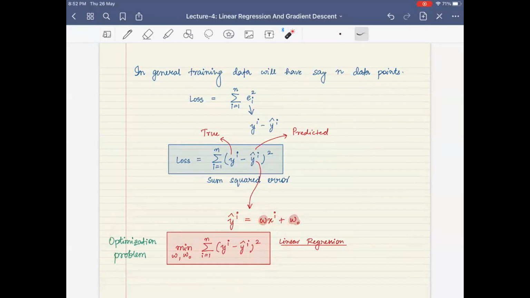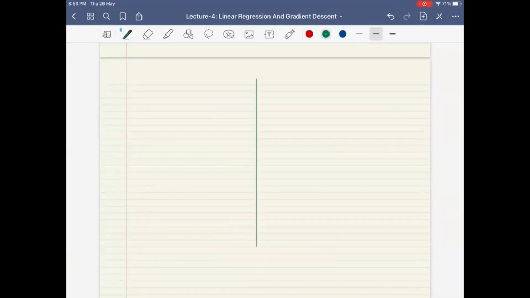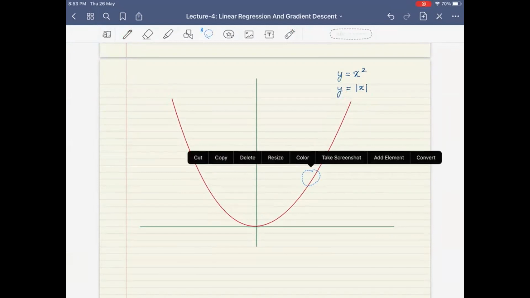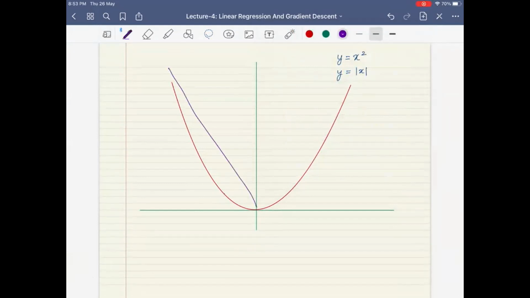Now coming back, I think Saumil had asked why not use mod? The reason is, let me draw two graphs and let me ask you. Say y is equal to x squared, and y is equal to mod x. I'll plot both of these curves. The y is equal to x squared would look something like this, and y is equal to mod x would look something like this. So this purple one is mod x, and the red one is x squared.